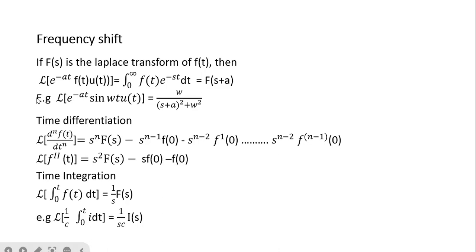So we have that because of this function, it has introduced a positive shift in the frequency component by what? A function of what? A. So this is for the frequency shift. So we have another one, which is what? The time differentiation. Now, what is it about this time differentiation?